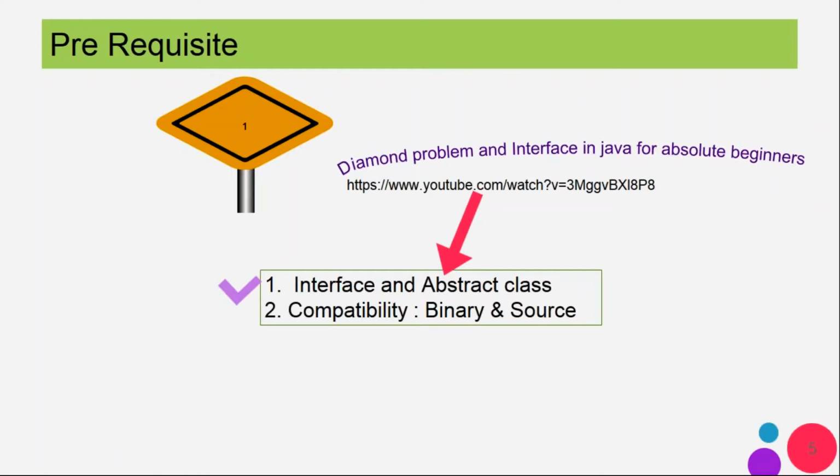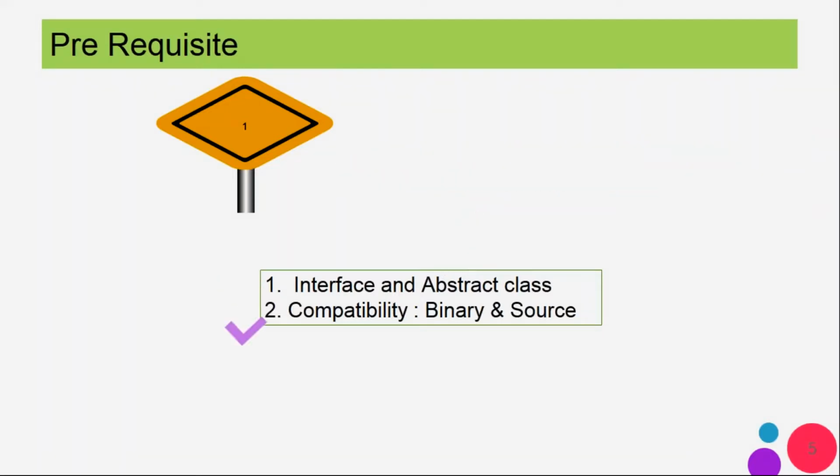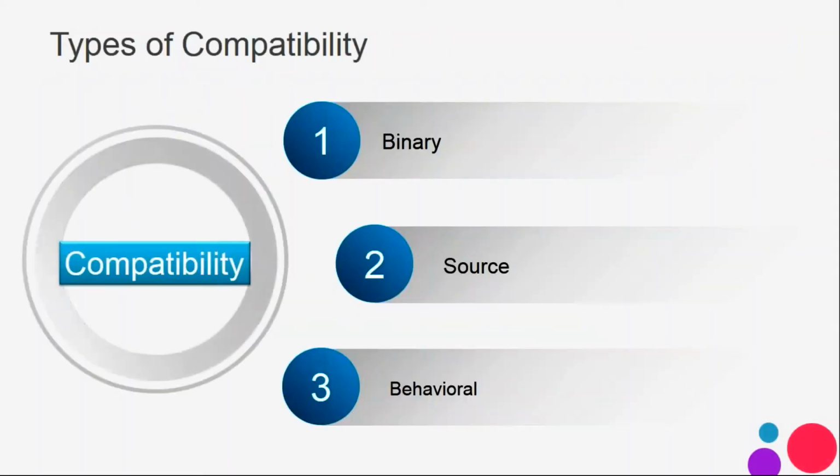I'm not going to cover the interface and abstract class basics in this session. So go ahead and watch that particular video first if things are not clear to you before understanding default and static methods. Now coming to the second prerequisite part, which is compatibility. We would try to understand what binary and source compatibility are along with this session. This part I'll be covering today first. So let's go ahead with the compatibility topic first.